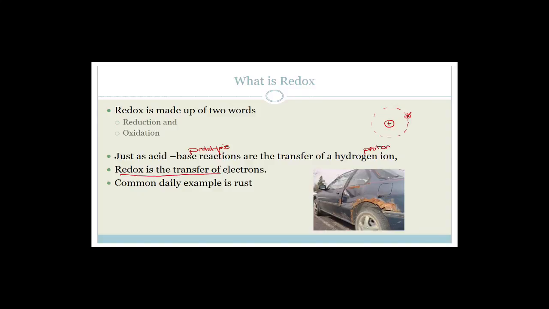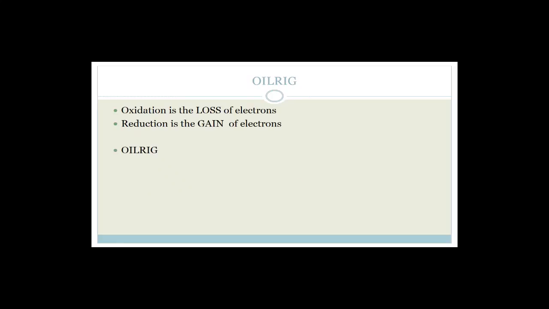Redox, and that's what we're talking about now, is a transfer of electrons. And that's where names like electrolysis come from. A common daily example is rust, which you will see very often and everywhere. We will go through an example later on where I talk to you more about rust. We said oxidation and reduction are the two halves of the reaction making up the redox. Because it's a transfer of electrons, oxidation is the loss of electrons. So if something has lost electrons, we say it is oxidized, whereas if it gains electrons, we say it's reduced.